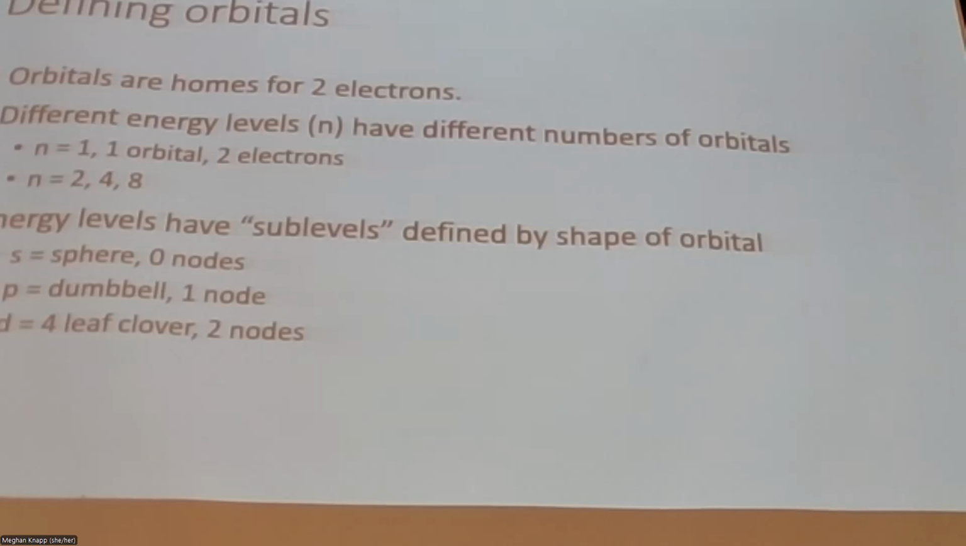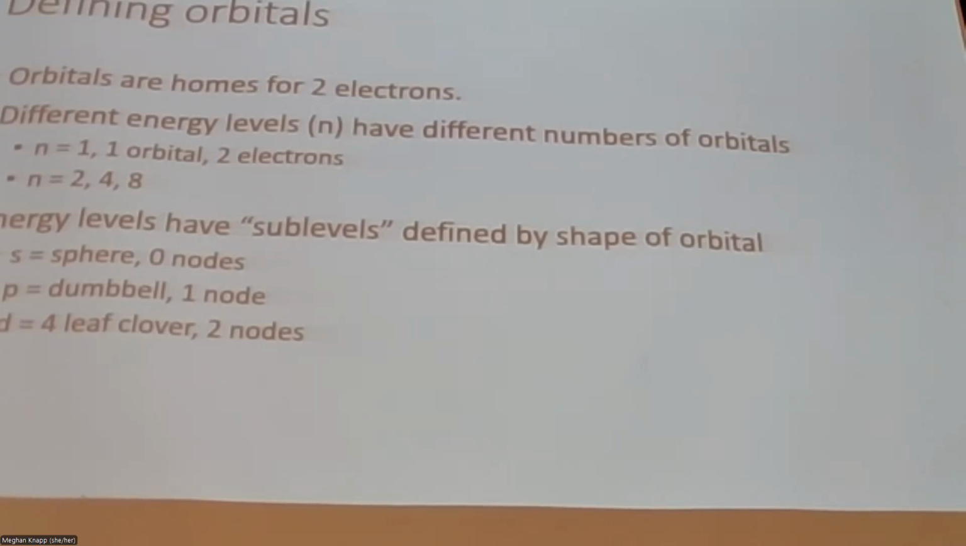Principal quantum number, energy level. In our first energy level, there is only 1 orbital, and so there are only 2 electrons. In our second energy level, where n equals 2, there are 4 orbitals. One of them is an s, and 3 of them are p's. So altogether, we can have 8 electrons.